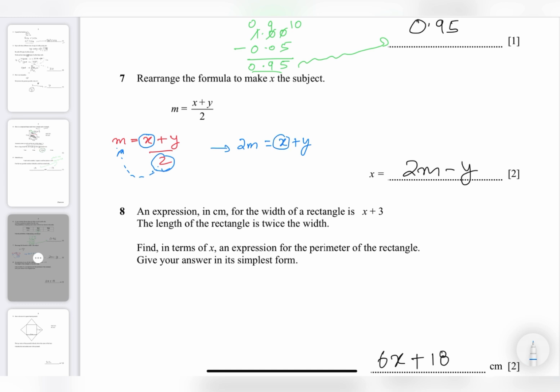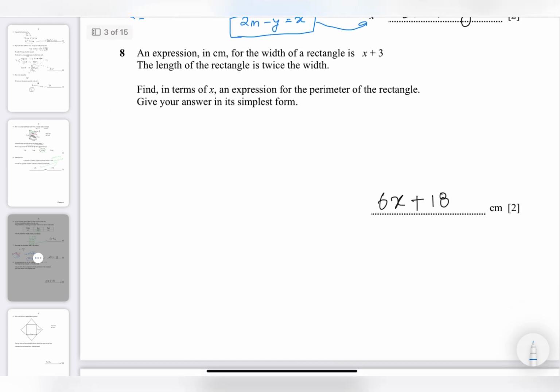Now we have to circle x, send this y to the other end. It is positive over here. Once it reaches there, it will become, shout with me, negative. And hence we have made x the subject. Very good, learners. Now let us move on to the next one.